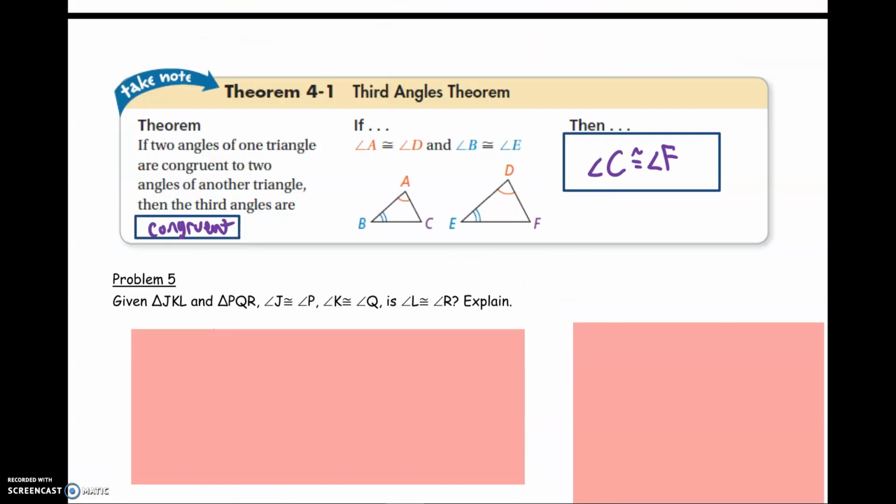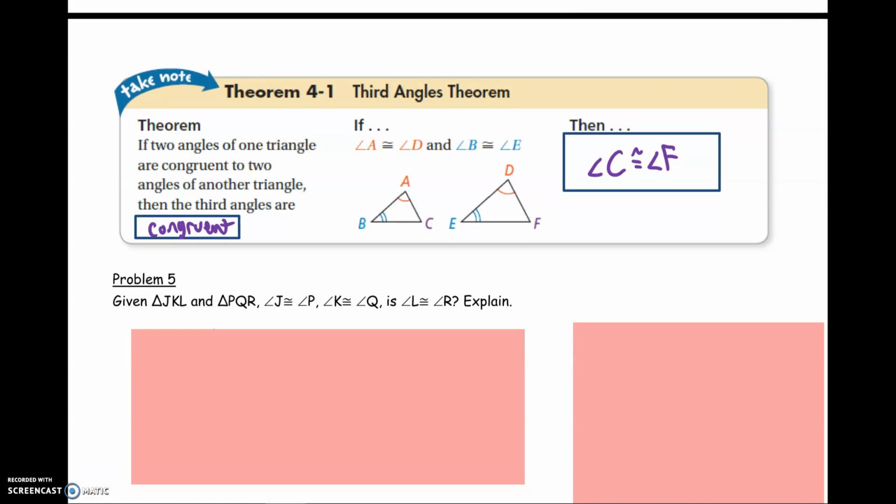So our third angles theorem is kind of common sense, you would think, but it's basically saying that if we have two angles that we know are matching in one triangle and they match two angles from another, then the only way we're going to be able to find that third angle is we just know it's congruent to whatever angle is left. So I think this also works with some actual values.